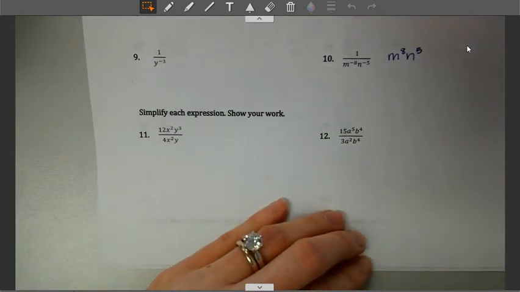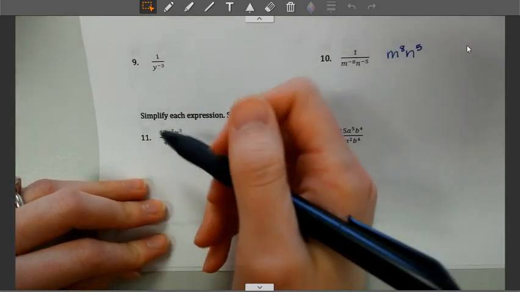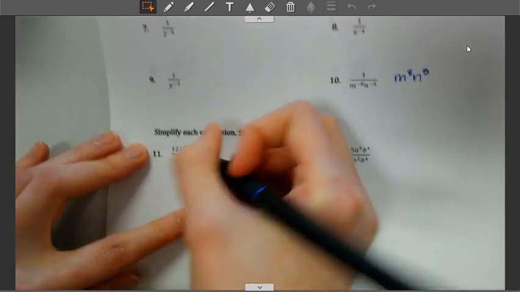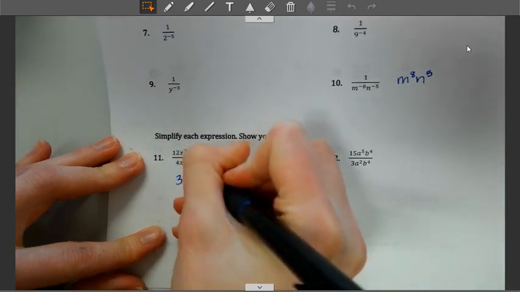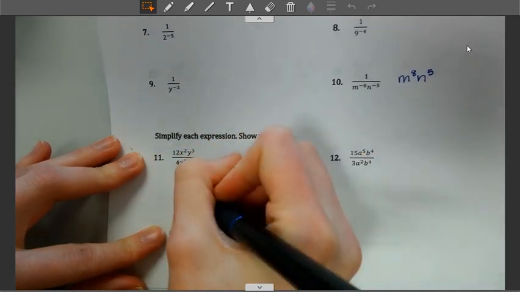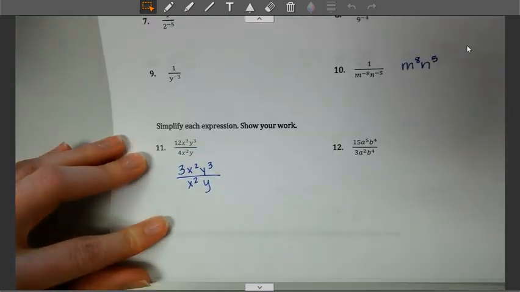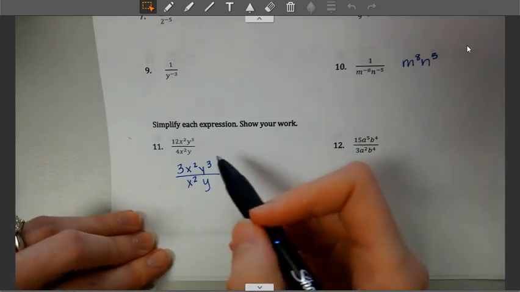Okay, number 11, simplify each expression. We're going to go ahead and show your work. The very first thing we're going to do is simplify our coefficients. So 12 divided by 4 is 3. Now I have 3x squared, y cubed, and then we have x squared and y. Now, before I mess with anything else, we're going to go ahead and do our division.